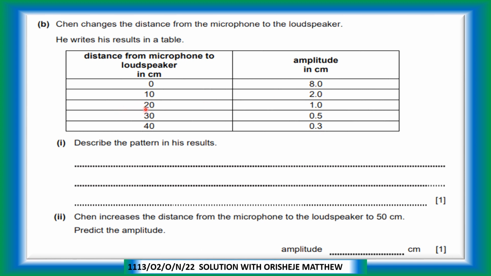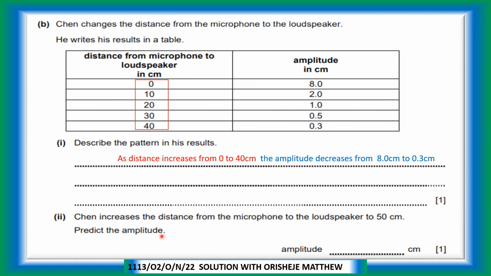He increased the distance to 20 cm and then the amplitude reduced to 1 cm. When he increased it to 30 cm from the microphone, the amplitude recorded was 0.5 cm. So as the distance increases from 0 to 40 cm, the amplitude decreases from 8 to 0.3. Chen increases the distance from the microphone to 50 cm.